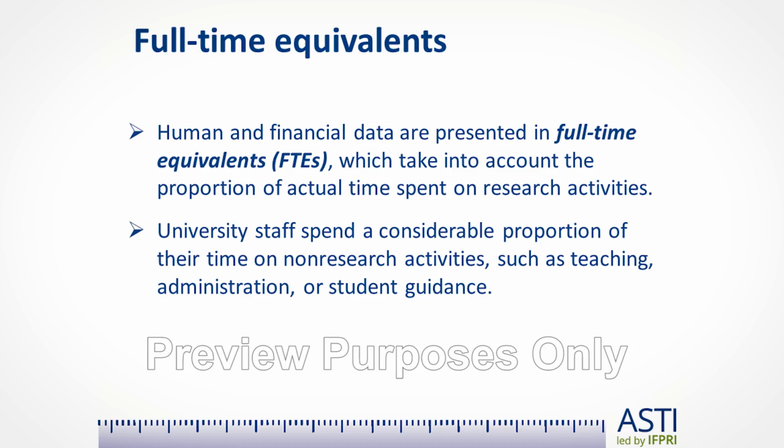In terms of human resources, ASTI reports all its human resource data in full-time equivalents, or FTEs. And these full-time equivalents take into account the proportion of actual time spent on agricultural R&D activities. So for example, if a university spends 80% of its time on teaching and 20% of its time on research, a person at this university or a scientist at this university is actually counted as 0.2 full-time equivalent.